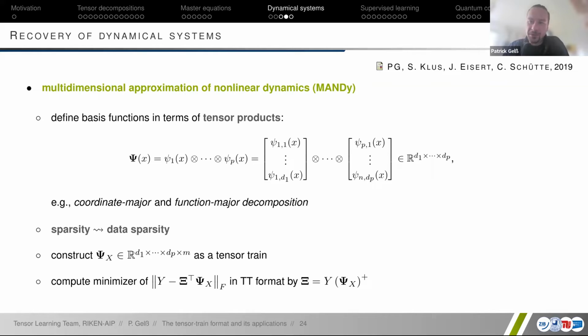But we go to a different concept, data sparsity. We are not interested in results which have zeros everywhere, as much as possible. We want to consider data-sparse representations, so we want to have low-rank representations. What we do is take our basis, construct our transformed data tensor, and then again we have a minimization problem which we have to solve, and this can also be done by using the pseudo-inverse.